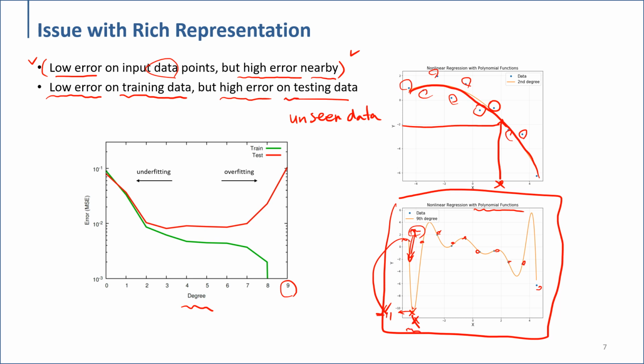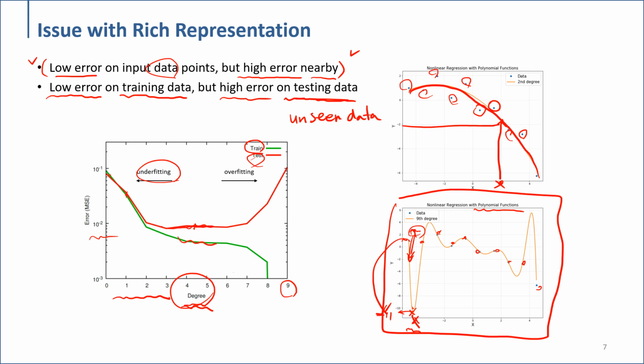So this may cause a very significant problem. It is very important to determine proper values for the degrees to represent data properly. When the degree is too small, we call this an underfitting problem. In this case, both the error for training data and test data is quite high.